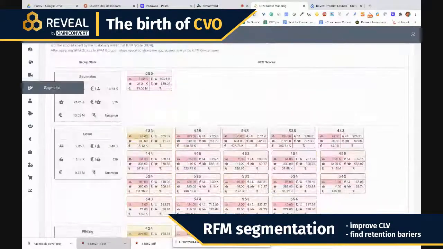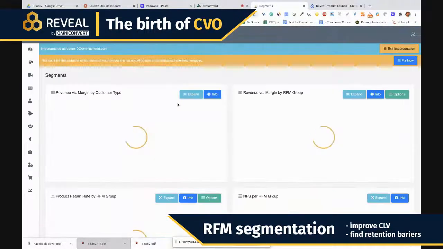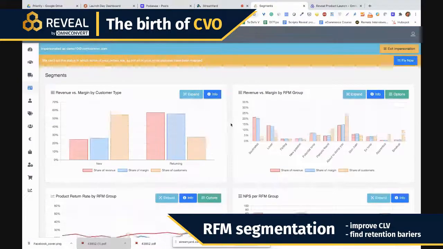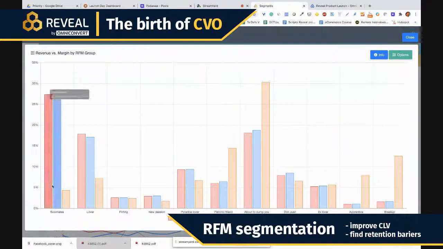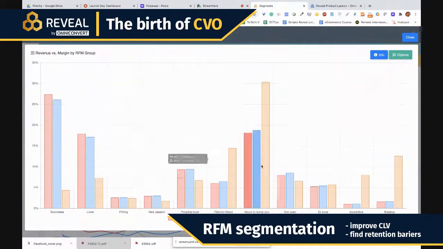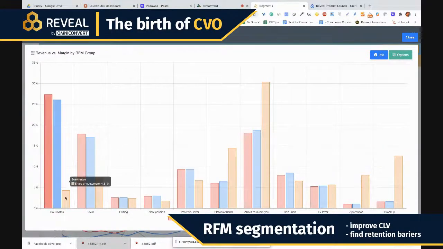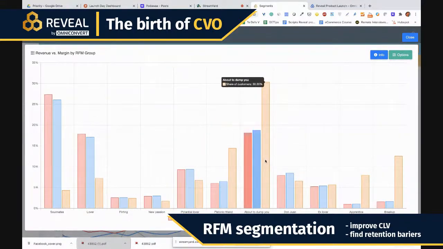If we go to the segments tab, once you define them, you'll also be able to see things like the revenue versus margin distribution by each RFM group. And that is the beautiful part, because Pareto's law is live and kicking. You'll be able to see that a small portion of your customers maybe generated a lot of the revenue, or that a lot of customers are about to dump you, or you'll understand how much is the impact of the ex-lovers in your business.